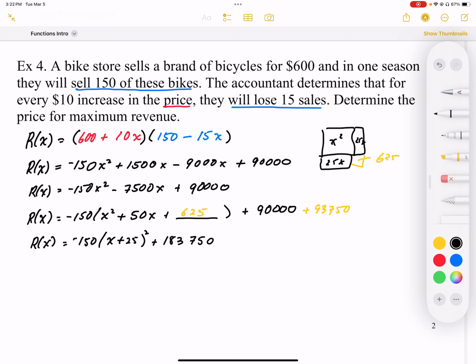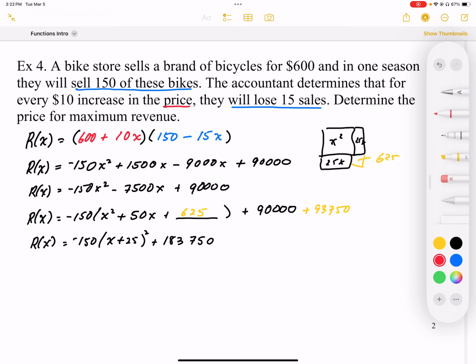Okay, oops, so not 183. Yeah, it's going to be 183,750. Okay, so then the maximum revenue is going to be $183,750. However, the question is asking for the best price.